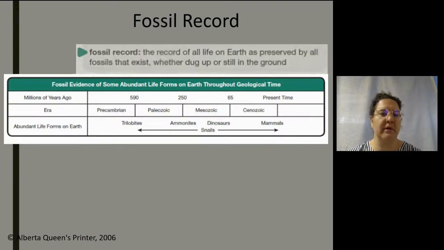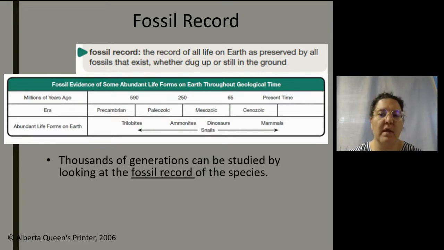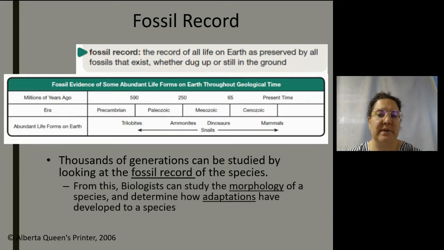So, when we look at the fossil record that goes back millions of years, it records all the life on Earth that was preserved by the fossils that exist, whether dug up or still in the ground. So, there isn't a fossil of everything that has existed on Earth, and some of them I'm sure we'll find later on in human history. So thousands of generations can be studied by looking at the fossil records of different species. And from these records, biologists can study the morphology, or what the physical appearance is of different organisms, and how adaptations have helped those organisms develop into a different species.